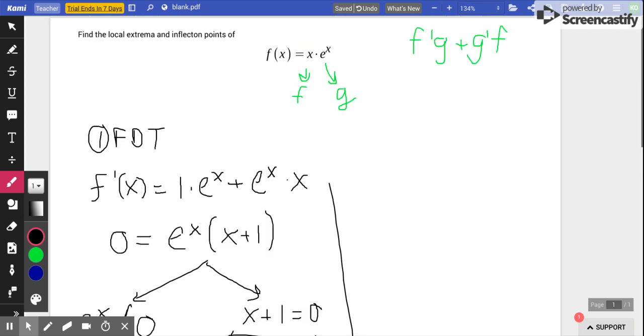The next thing I'm going to do is verify if the stationary point is concave up, concave down, or if it's a change in concavity. Because if it's a change in concavity, then it's an inflection point. The other two cases would give you local extrema. So let's do the second derivative.